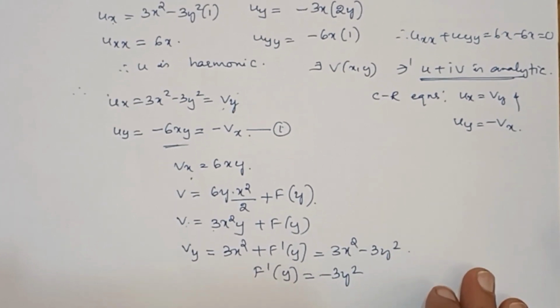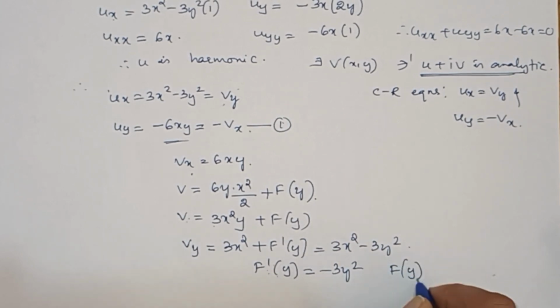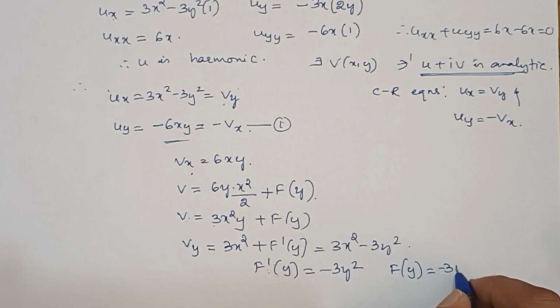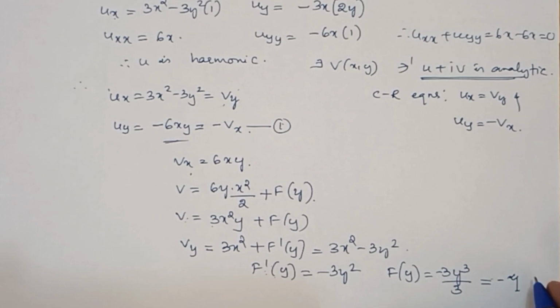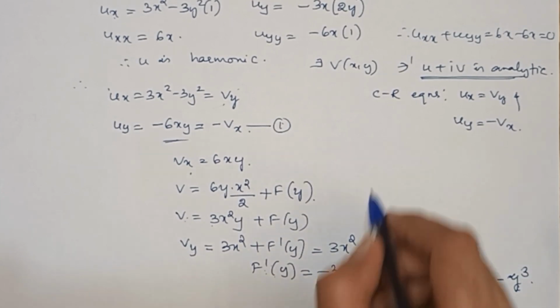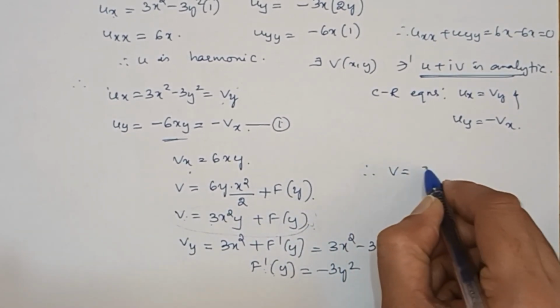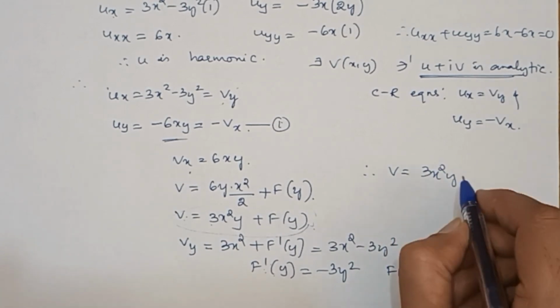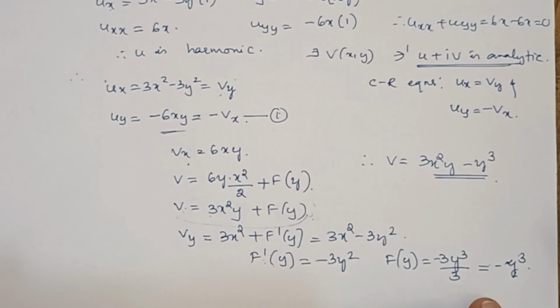So we want f of y. So integrate this with respect to y. We'll get f of y equal to minus 3y cube by 3, which is equal to minus y cube. Therefore, we will substitute this in the function v equal to 3x square y minus y cube. This is the harmonic conjugate of the given function u.